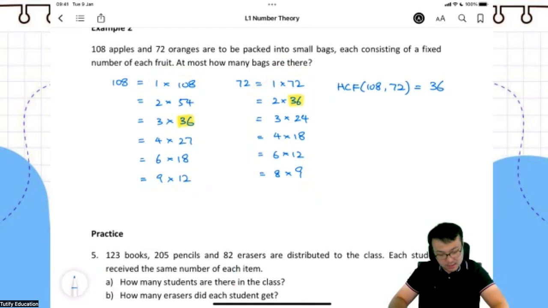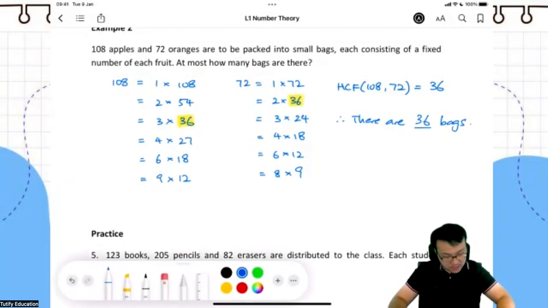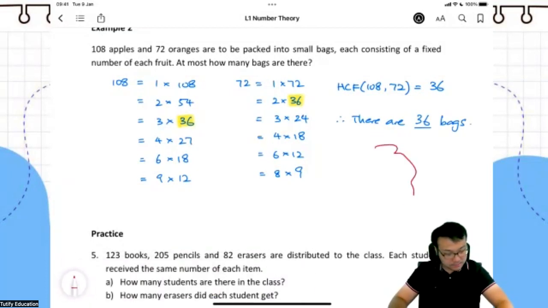So what I'm going to say is, therefore, there are 36 bags of fruit. So what are inside these 36 bags? Okay, imagine this is one of the bags. You just imagine that this is a bag, okay?